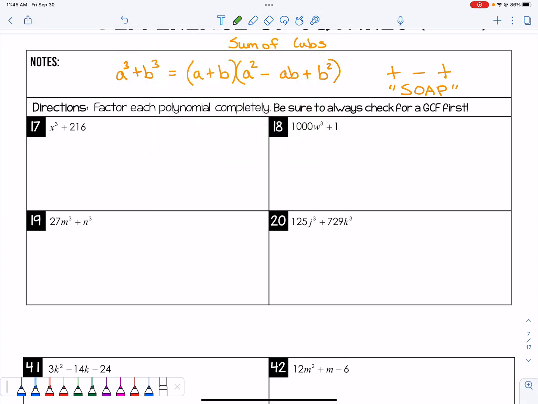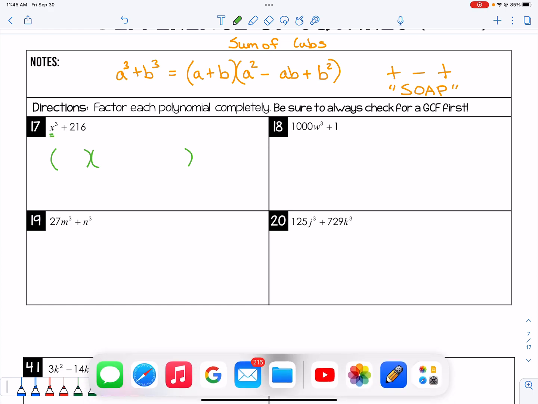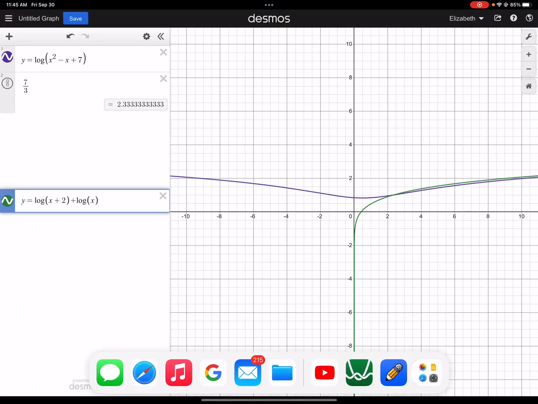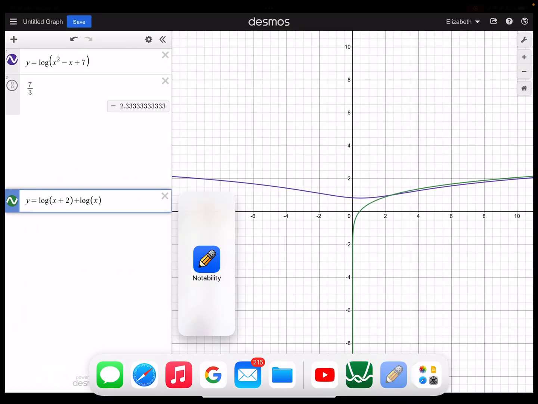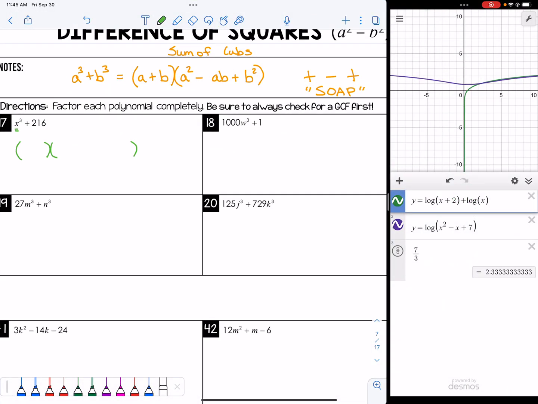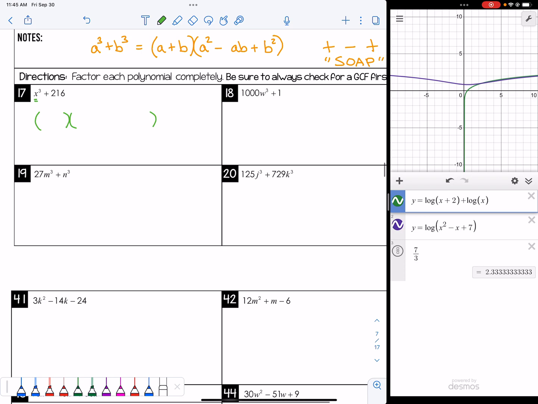If I have x cubed plus 216, I want to set up a binomial and a trinomial. I can tell that those are perfect cubes because for x cubed, the exponent is divisible by 3. And then with your calculator, you could figure out that 216 is a perfect cube. If you don't have that one memorized, you can just type it in and check it.